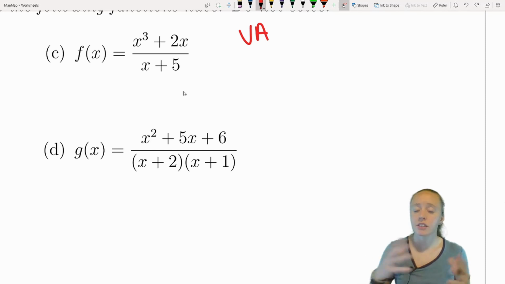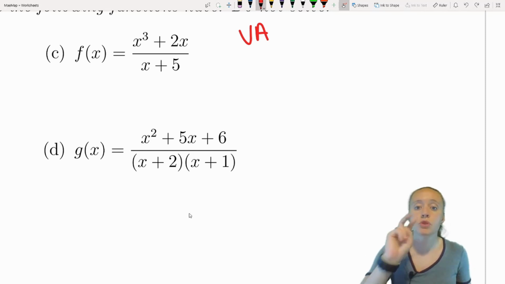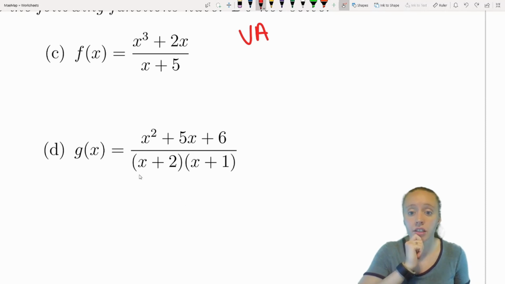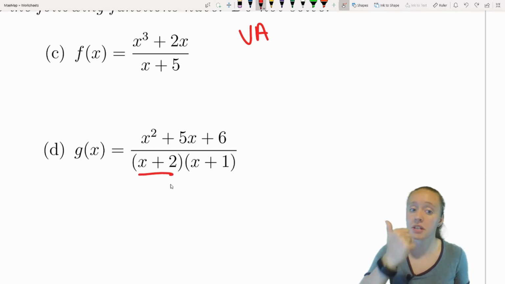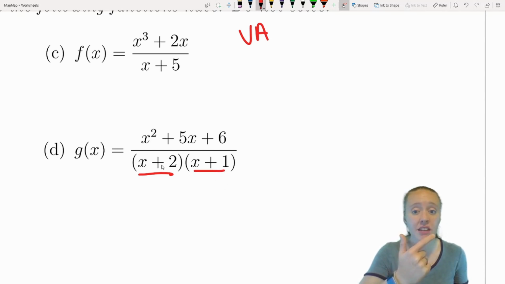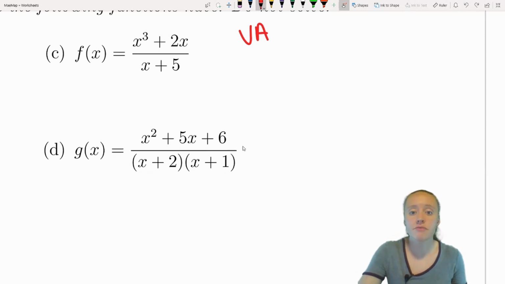Now for g of x, our function in part D, let's first check for vertical asymptotes. Two things would make this function undefined: if x was equal to negative 2, and if x was equal to negative 1. But remember, if I can cancel any of those factors out, that will not be a vertical asymptote. It would just be a hole. So let's factor g of x and then simplify down.